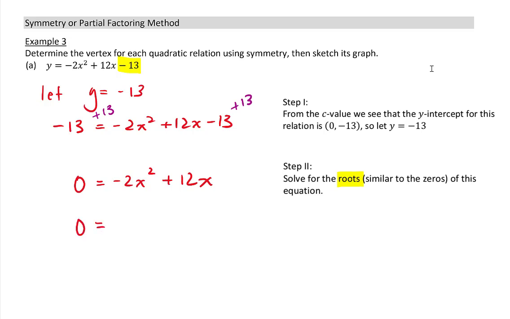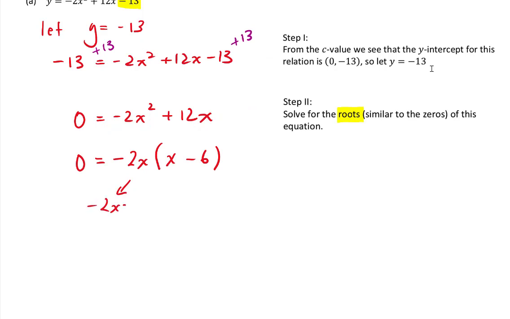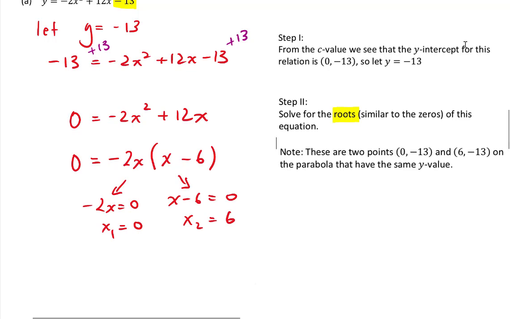So we can see with these two terms, it's just a common factor of -2x. And we're left with x - 6. So the next step now is to solve for each of those factors. So we get -2x = 0 and x - 6 = 0, which tells us that our first 0 is 0 and our second 0 is 6. But again, these are called roots. They're the zeros for this expression, but they're the roots for the equation we started with.